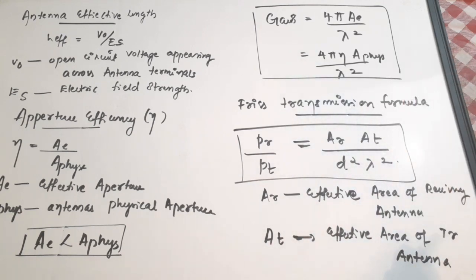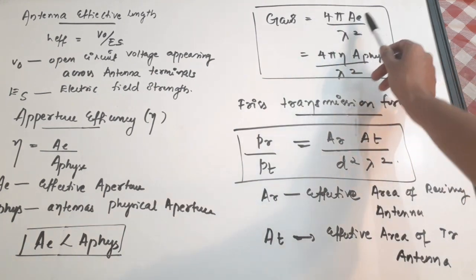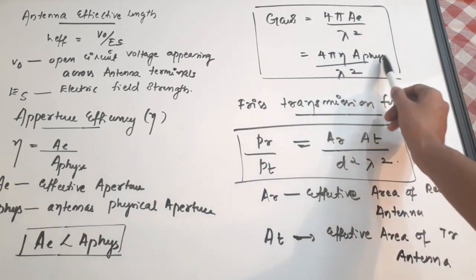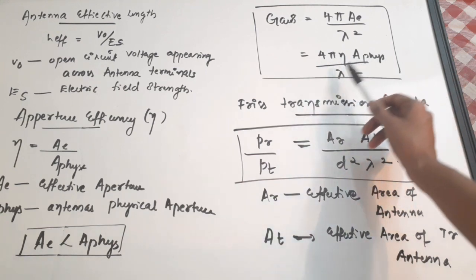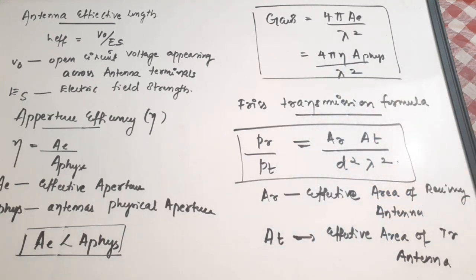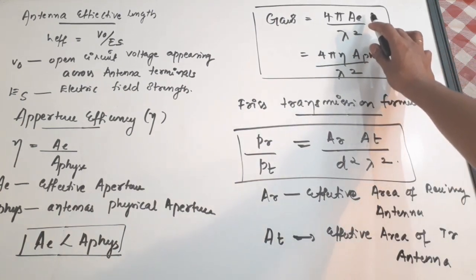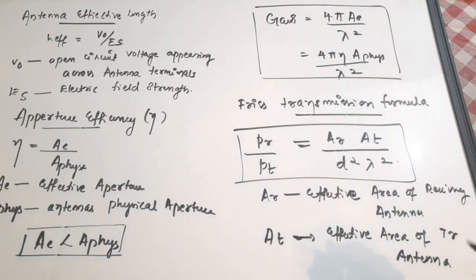Now you can express the gain of the antenna in terms of the aperture efficiency. So recall the equation that the gain of the antenna is equal to 4 pi AE by lambda square. Now you can substitute AE as eta into A physical, the physical aperture. So G equals 4 pi eta A physical by lambda square, where eta is the aperture efficiency. I hope it is clear. So we have discussed this equation; here for AE we have substituted eta A physical.